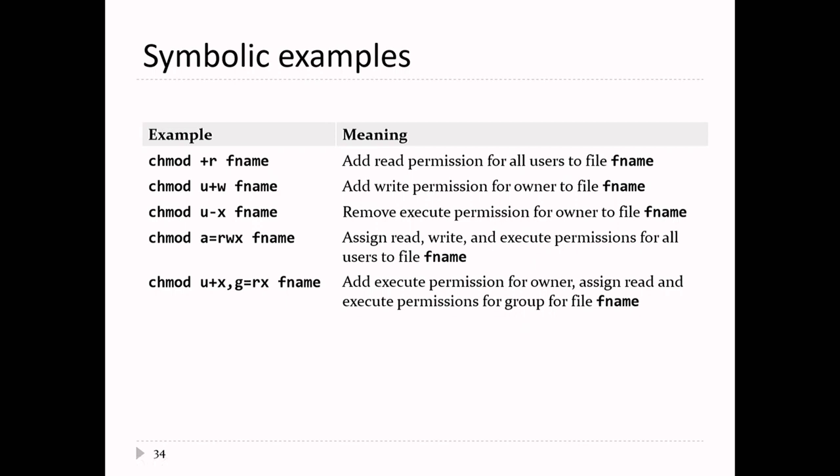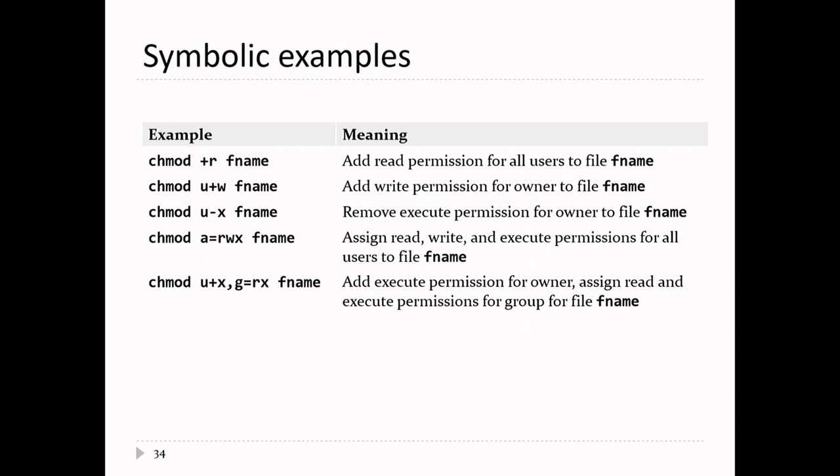If the user, it doesn't change the read permission or the execute permission for the user, and it doesn't change the permissions for any other user. So this simply means add write permission to the user for that file. U minus X means take away execute permission for that file, but don't change anything else. If you want to change a bunch of things at once, that's when you want to use equals.